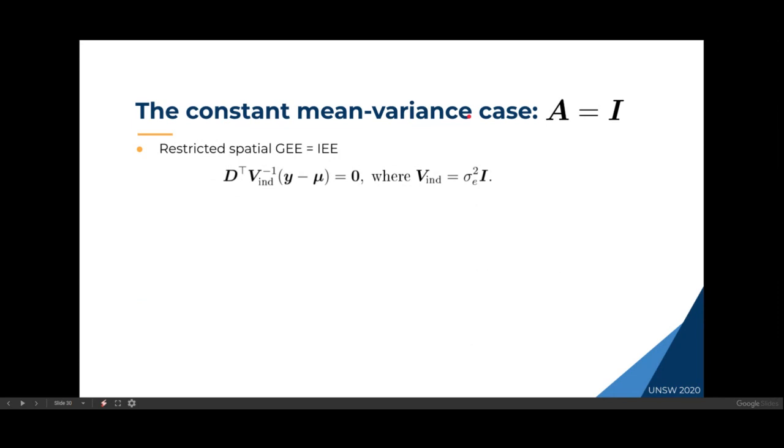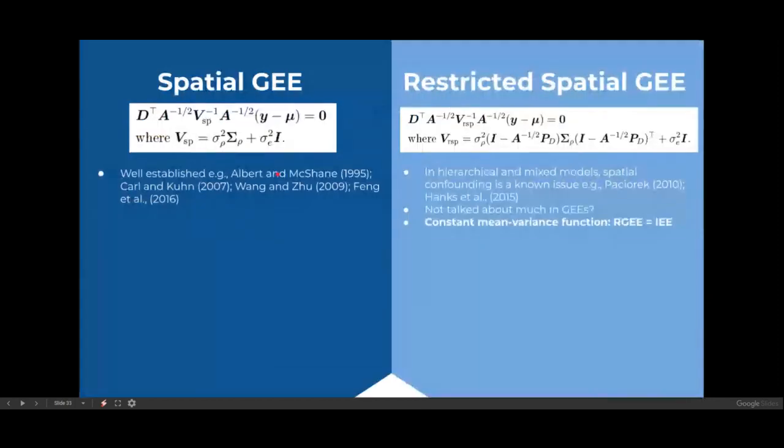The reason I raise this point is that it raises interesting possibilities about using variance stabilizing transforms. You could potentially apply a variance stabilizing transform and then apply an independence estimating equation, and possibly get approximately very similar results to as if you just used the restricted spatial GEE. So that's a semi-short tangent to this idea that the restricted spatial GEE, in the case of a constant mean-variance function, simplifies to the independence estimating equation case.